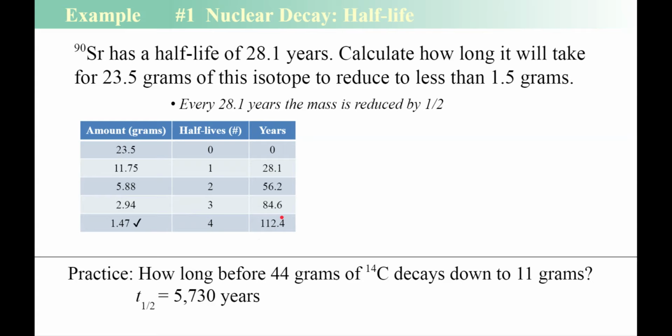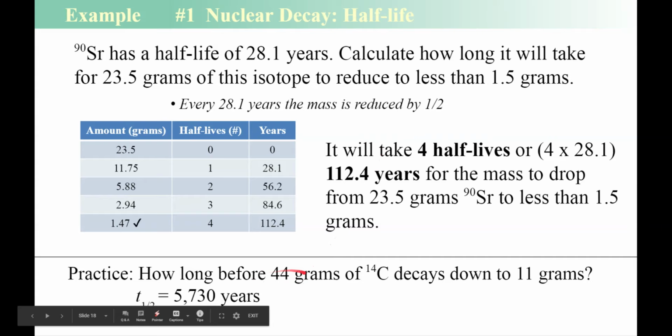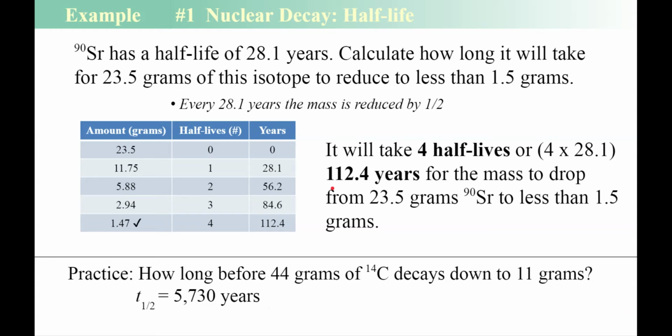Now, I wouldn't typically be setting up a table. I would normally just put in my calculator 23.5 divided by 2, divided by 2, divided by 2, divided by 2. And when I see that it takes 4 times to cut in half, I would say 4 times 28 to get my answer. Here's a question. You should work that one out, and I'll tell you the answer to that later.